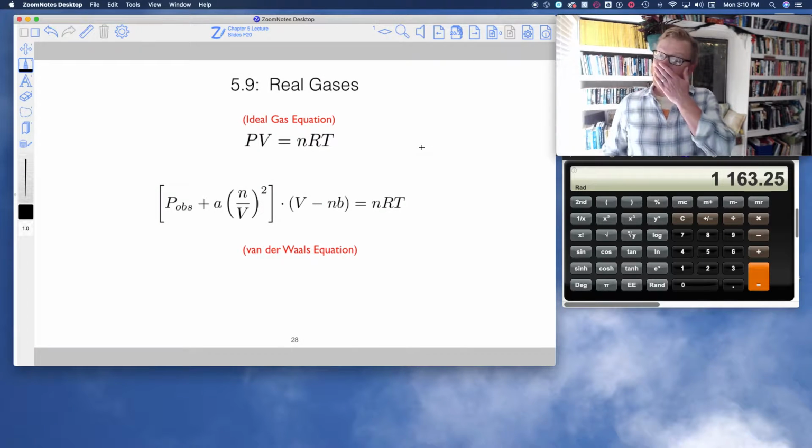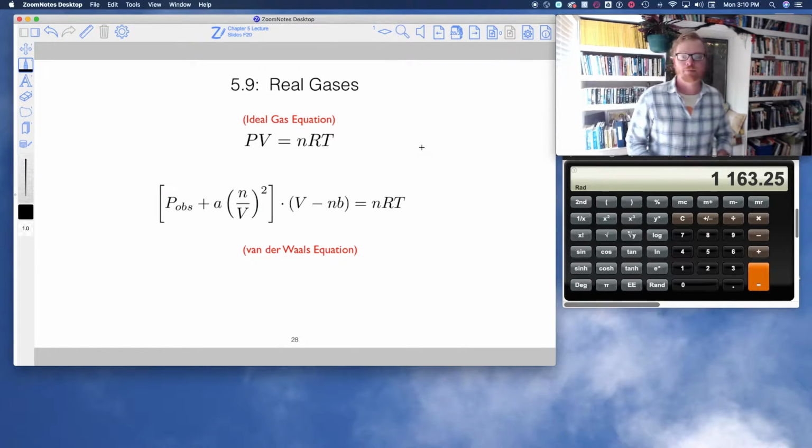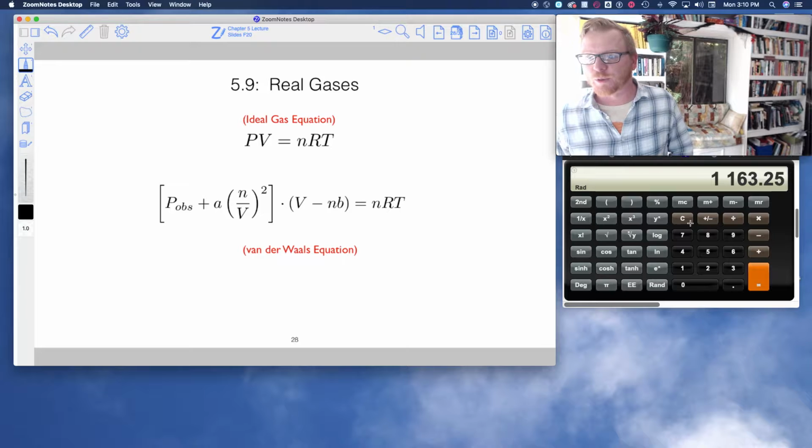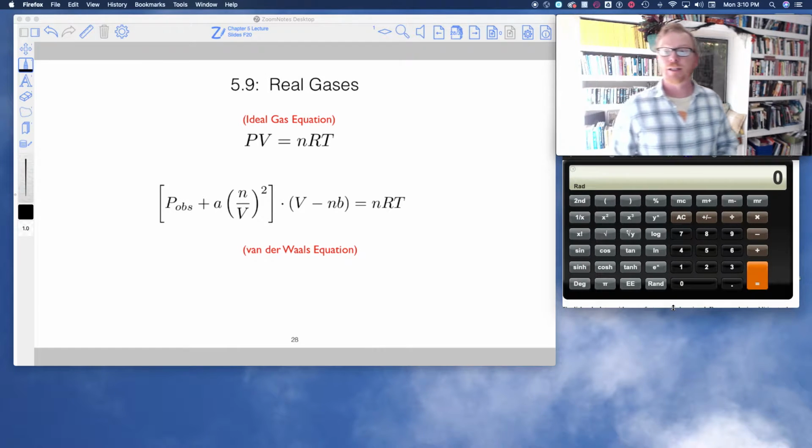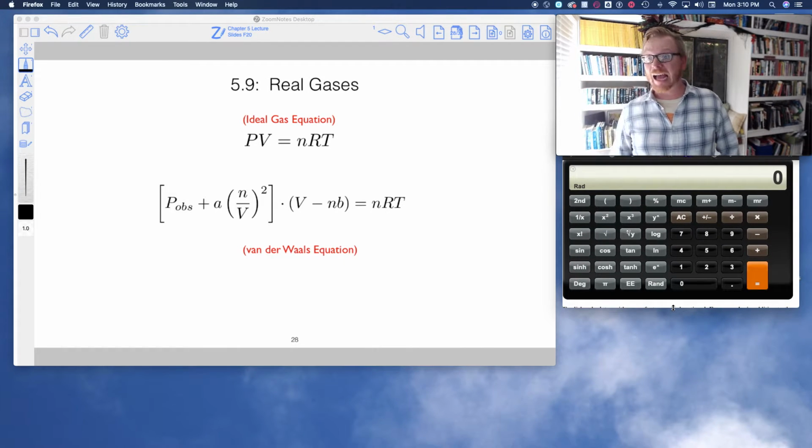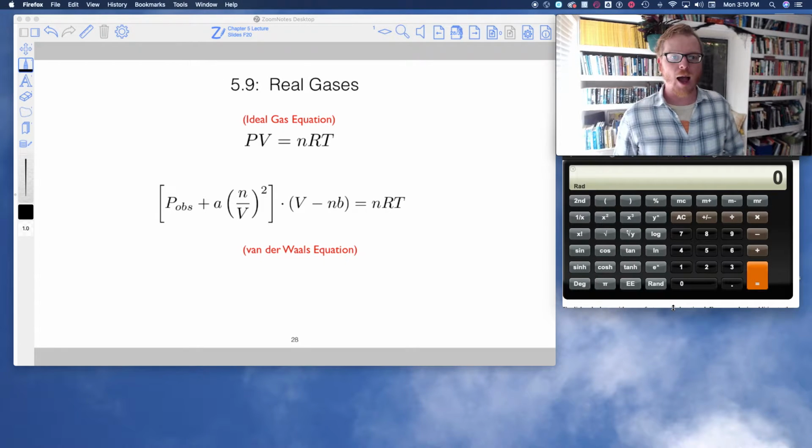Moving on. So the last thing we're going to talk about now, the final thing, real gases. This whole time I've been describing the properties of ideal gases. Remember, they don't occupy any volume. They don't interact with each other, okay? However, in reality, gases do have volume, and they do interact with each other.